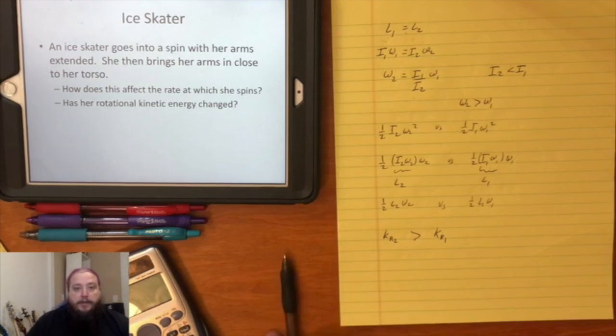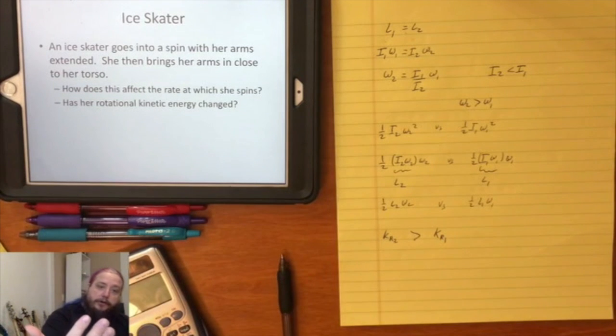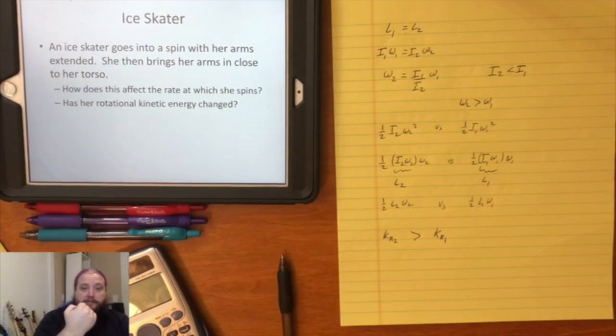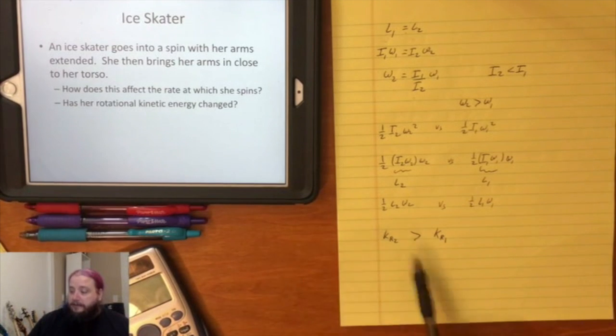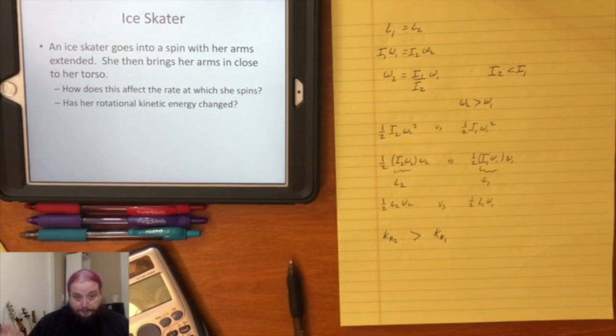How did that happen? Well, she has to pull her arm in towards her spinning body as it spins. And doing so, she has to exert an inward directed force with her arm muscles and move the arm in an inward direction. So force times a distance does positive work. As she pulls her arms in, she's doing positive work, and that shows up in the rotational kinetic energy of her spinning.